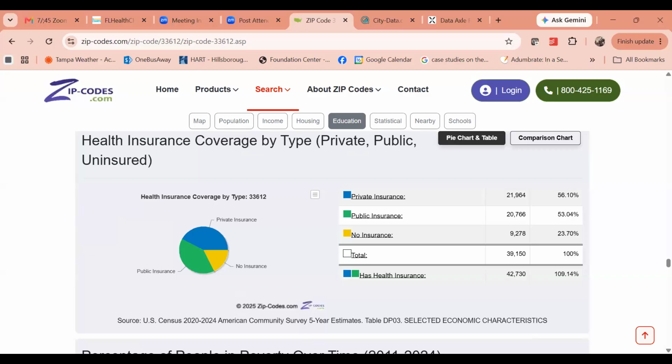Health insurance. The majority of people have either private insurance or public insurance. And 23% of the people in your neighborhood have no health insurance whatsoever. Wow. Now, definitely, one of my clients that hires me to do work with them, when they look at these numbers right here, uninsured is 23%.